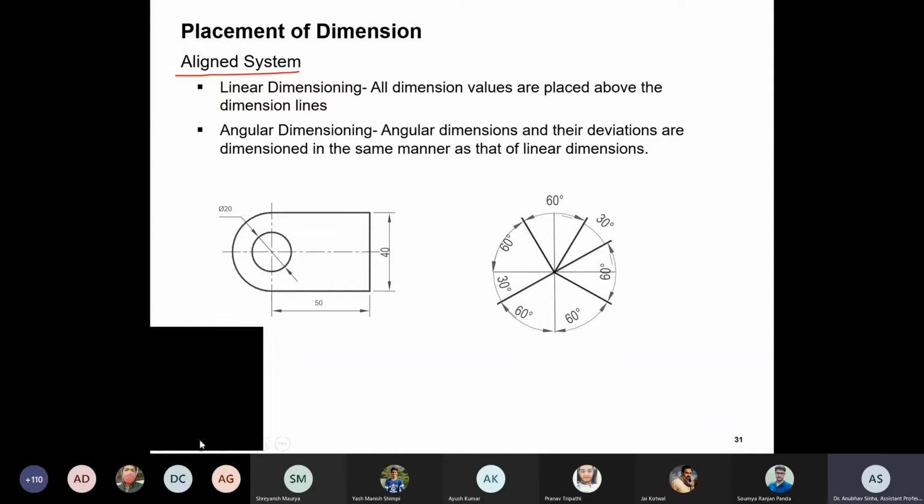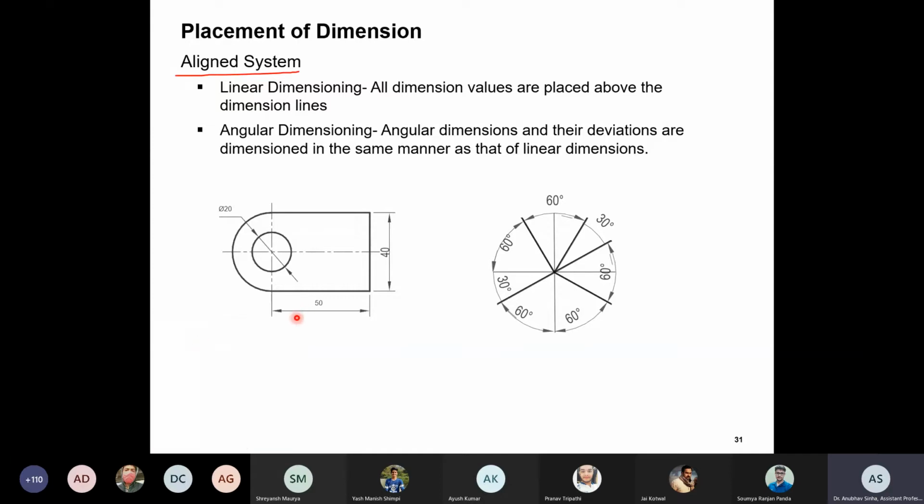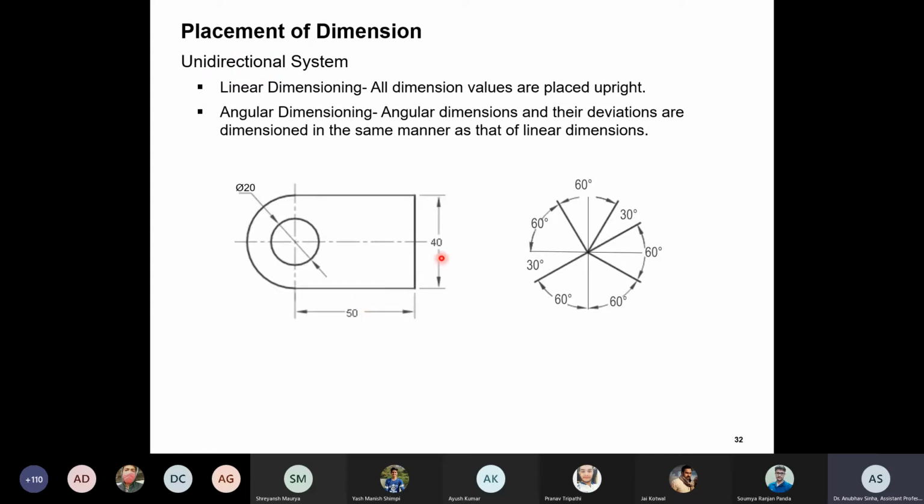So for the aligned system, two things you can note down. One is that the line is continuous. You're not breaking this dimension line, and you're writing on top of the line or the side of that line. But you can also tilt this. This is not upright. This one is always upright. So unidirectional is always upright. Upright means you are looking straight. You don't have to tilt your head to read that. And you can break the line for unidirectional. You break the line, and in the center of that line you write it.